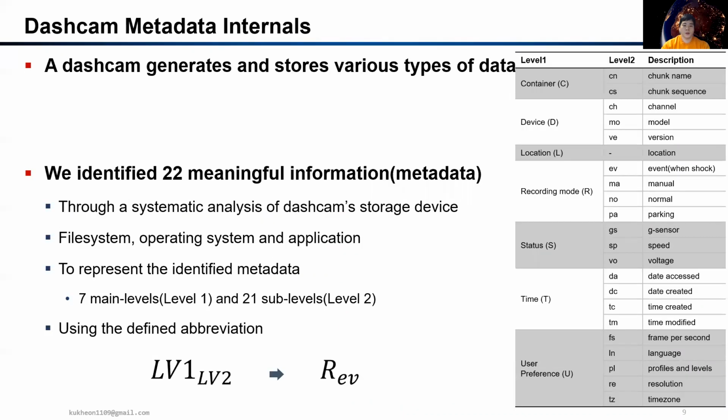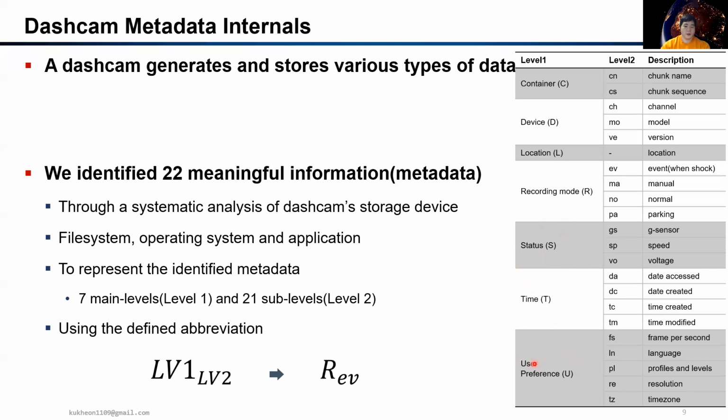We identified 22 meaningful pieces of information through a systematic analysis of the dashcam storage device. Dashcams store many metadata types, so we classified and represented the metadata. That is 7 main levels, which we call level 1, and 21 sub-levels, called level 2. Level 1 consists of container, device, location, recording mode, status, time, and user preference.